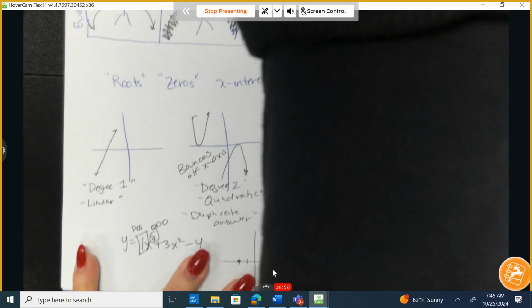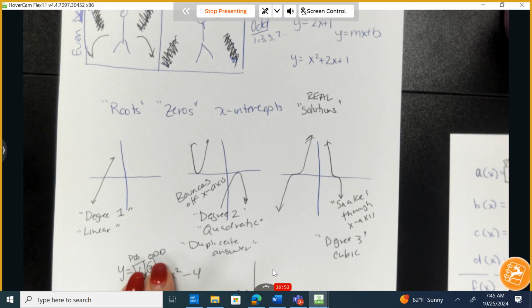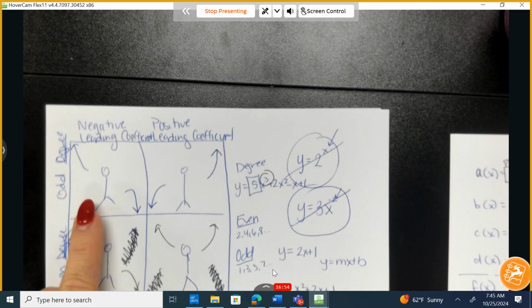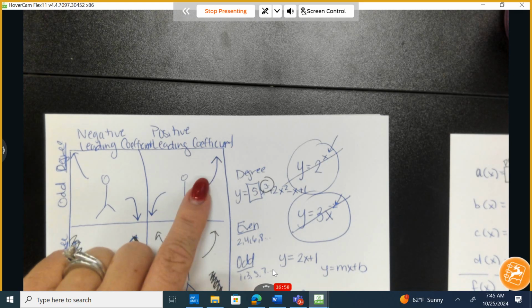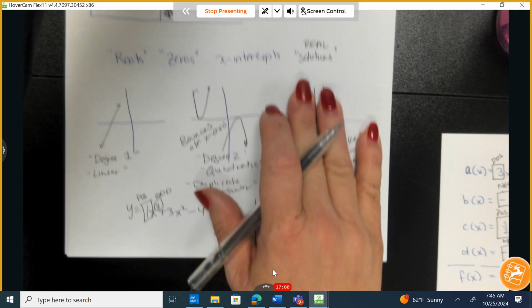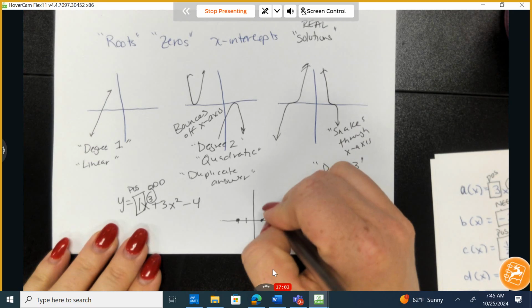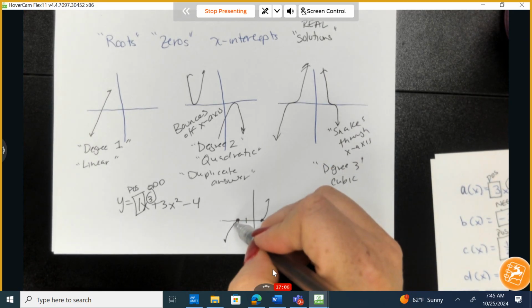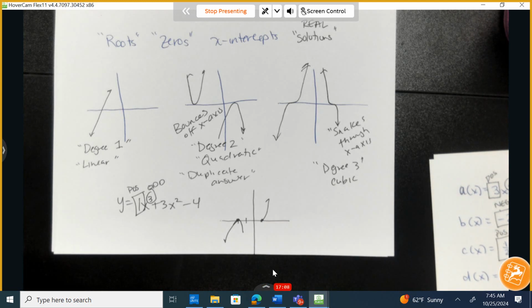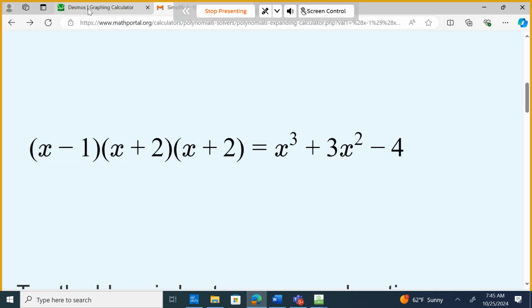So I come back over here, and I'm looking for odd, positive. Odd is right here. Positive is in this position, up on the right, down on the left. So I come back to my graph. I'm going to go up on the right and down on the left. Also, by the way, I know that it duplicates. Now let's go back to this graph in Desmos.